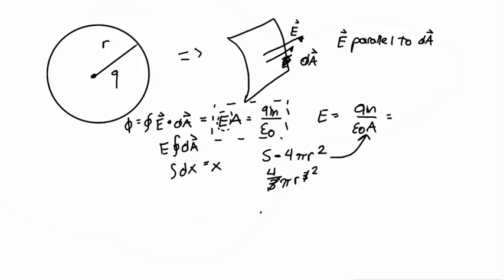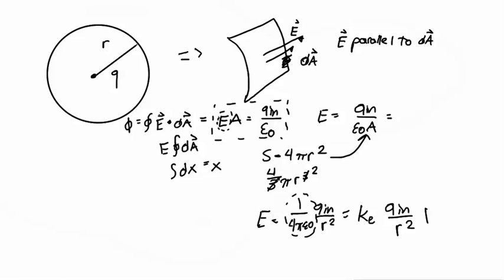Now we've basically solved the problem by substituting what A is. A is 4 pi r squared, so E is equal to Q enclosed over 4 pi epsilon naught r squared. People noticed that 1 over 4 pi epsilon naught shows up so much that they created a new constant for it, and Coulomb's constant was thus born. So, yeah, we've done this problem.